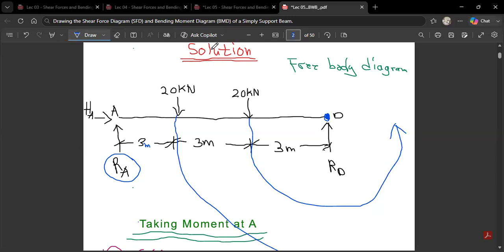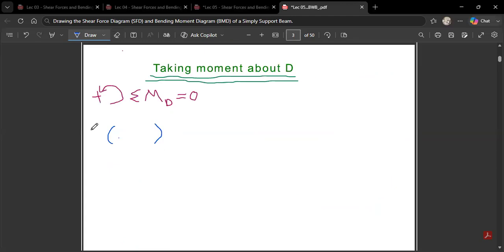They are all taking anti-clockwise movement. So that is it. So this is positive 20 times 3. Positive is anti-clockwise movement. And the other one is also anti-clockwise. The distance that will be covered is 6. So this is actually 20 times 6.